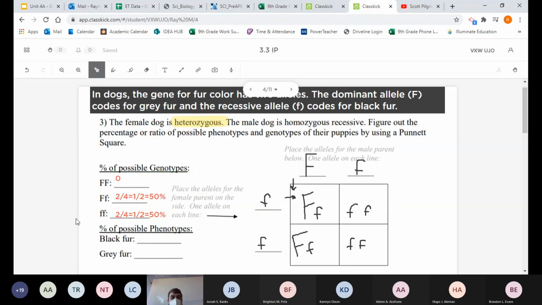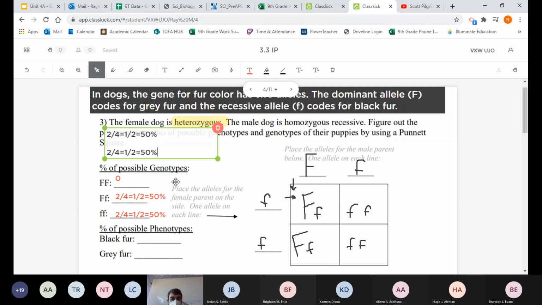So 50-50. If they want to be real mean, they could turn this into a math question and say, given a litter of 30 puppies, how many of the puppies are going to be black, right? So percent black fur, percent gray fur, it's going to be the exact same thing we saw here.